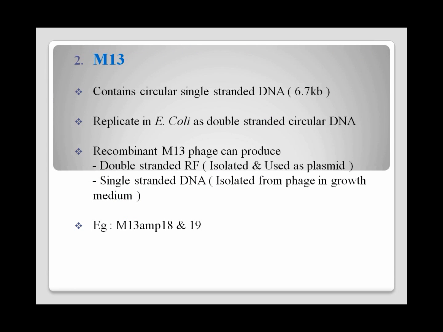M13 phage consists of circular single-stranded DNA with the size of 6.7 kilobase pair. This phage replicates in E. coli as double-stranded circular DNA. Recombinant M13 phage can either produce double-stranded replication form, which can be isolated and used as plasmid, or single-stranded DNA can be isolated from phage growth medium. Examples of M13 phage are M13mp18 and 19.